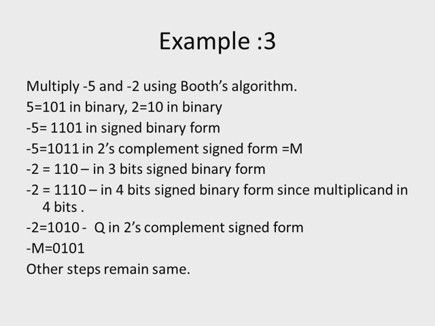Example 3 is multiplication of two negative numbers using Booth's algorithm. Multiplicand equal to -5, multiplier equal to -2 and product equal to 10. It is a positive number. Represent both the negative numbers in signed magnitude 2's complement representation. The rest of the steps remain same like what we have seen in example 2 and example 1.